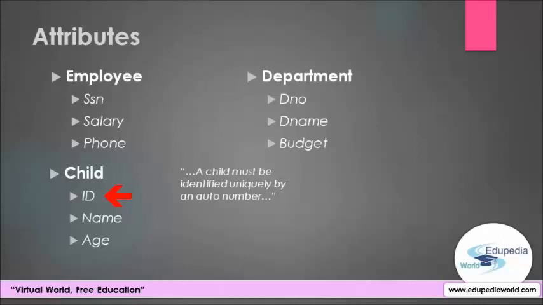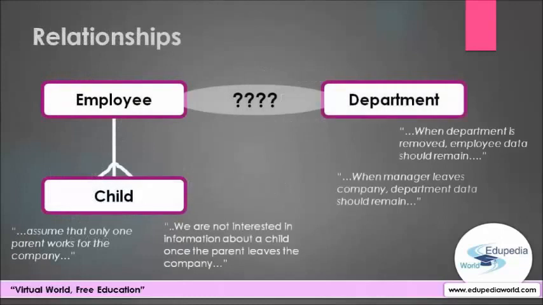Here, the ID attribute of the child entity is not directly mentioned in the description, but it says a child must be identified uniquely by an autonumber. So we have included this ID attribute as the autonumber to uniquely identify each record. And for the relationships, we can clearly identify there is a one-to-many relationship between the employee entity and the child entity. One employee may have one child or many children, and one child has exactly one employee parent, because there is a statement saying, assume that only one parent works for the company.